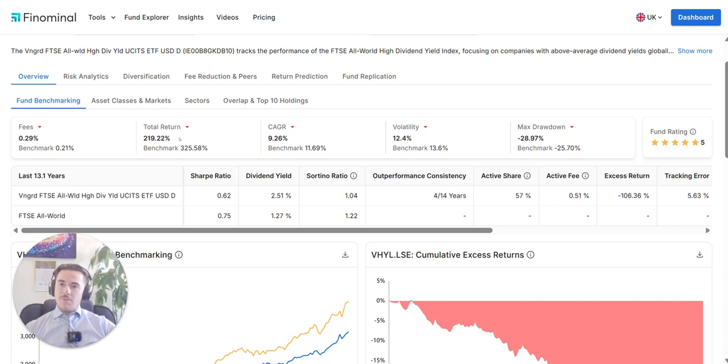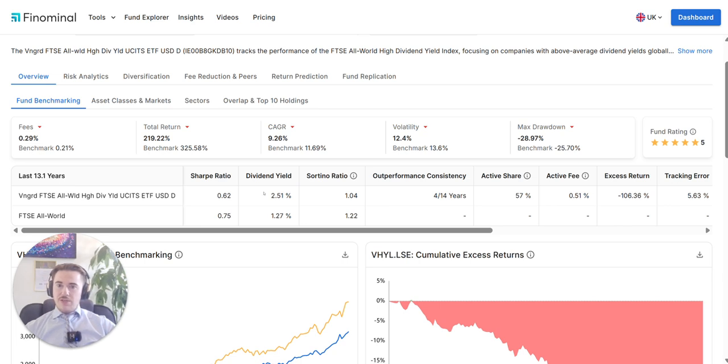there. This has come at a lesser total return, 219.22% for the fund versus the benchmark's 325.58%. A lesser CAGR at 9.26% versus the benchmark's 11.69%. Slightly less volatility though at 12.4% versus the benchmark's 13.6%, though we have seen a deeper max drawdown at minus 28.97% versus the benchmark's minus 25.7%. We can see we've got a lesser Sharpe for the fund at 0.62 versus the FTSE All-World benchmark at 0.75.